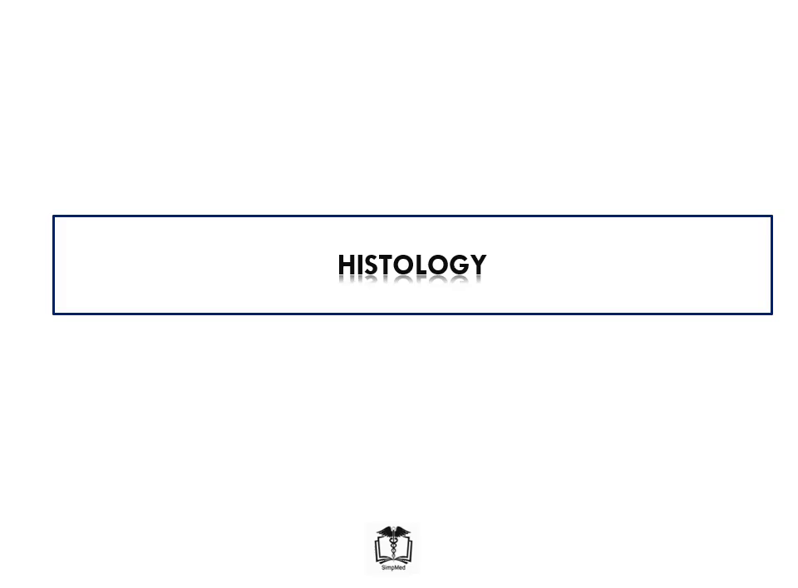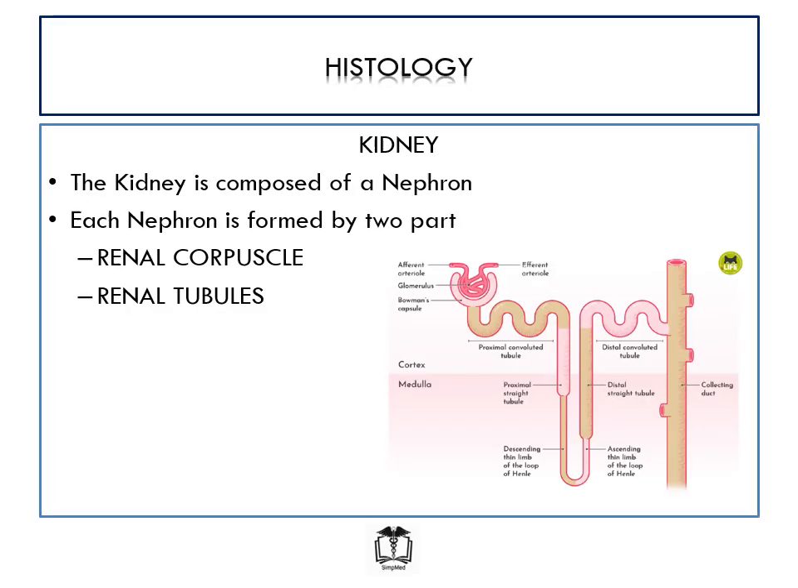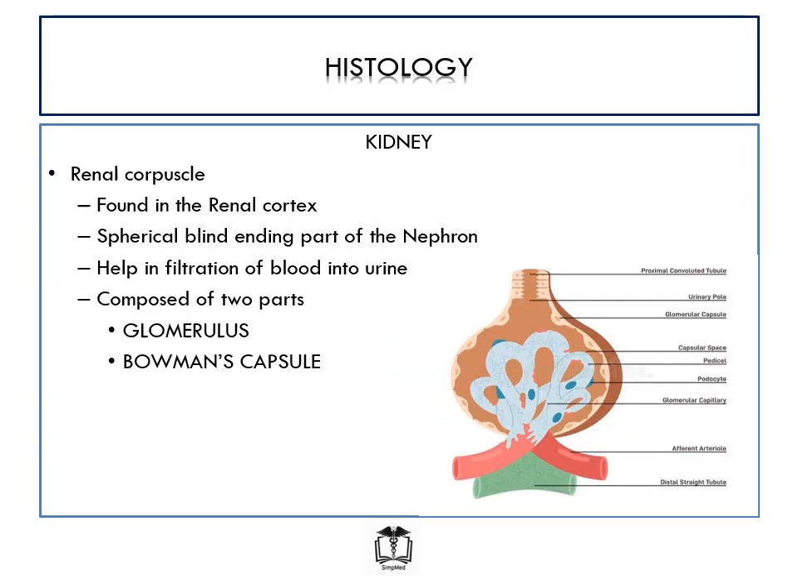So let's talk about the histology of the kidneys and the ureter. We'll start with the kidneys. So histologically, the kidney is composed of what we call a nephron. Each nephron is made up of two parts. So we have the renal corpuscle, which is found largely within the renal cortex. This is the renal corpuscle, and then finally, extending from the renal corpuscle, we have this long tail of tubular structure known as the renal tubule. It has numerous parts to it that we'll talk about next.